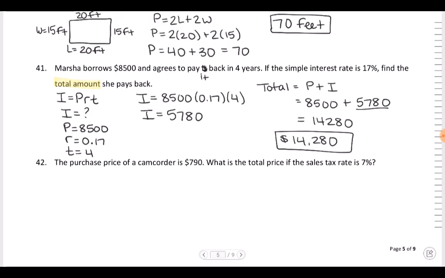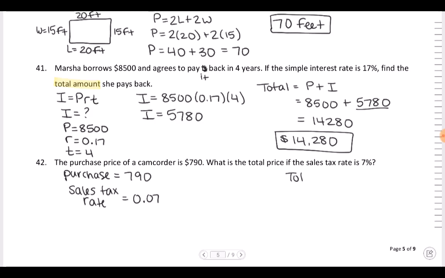Okay. The purchase price of a camcorder is $790. What is the total price if the sales tax rate is 7%? Okay, so purchase price, in other words, the sticker price is, so purchase is $790. Sales tax rate is 0.07. So we want to know the total price. So I need to figure out how much is the sales tax, and then I'm going to add that.